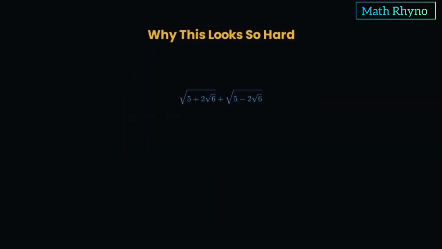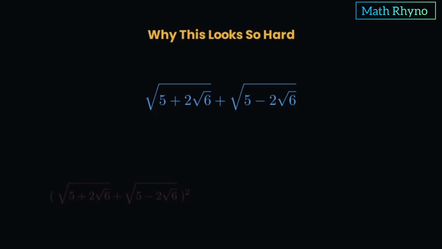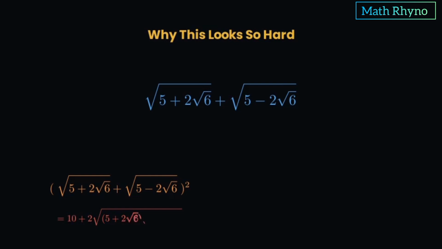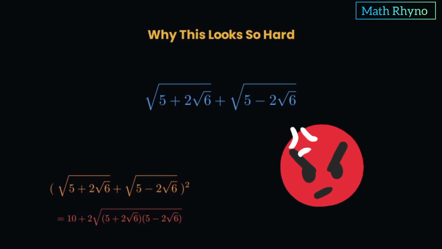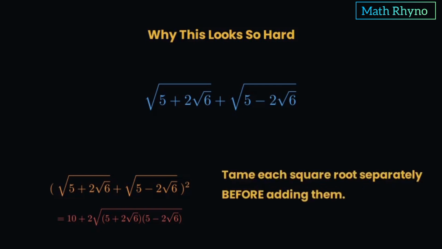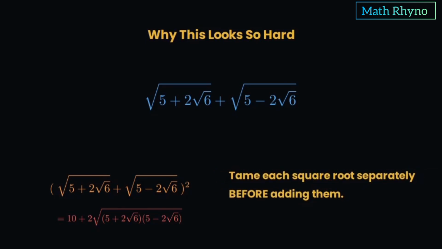Find the value of this: square root of 5 plus 2 root of 6 plus square root of 5 minus 2 root of 6. Your first instinct might be to just square the whole thing to get rid of the square root, but that creates a messy cross term you have to deal with. You haven't just escaped the nested radical. Instead of attacking the sum head-on, we term each square root separately first.